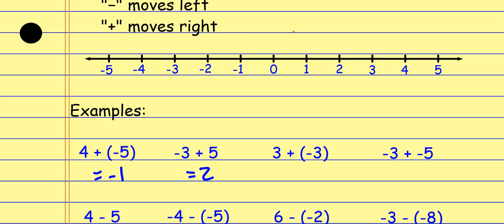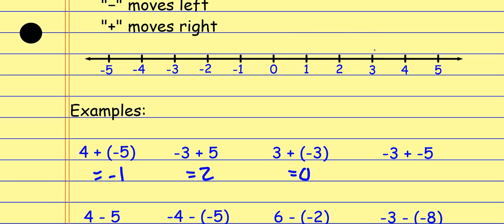If I look at this one, positive 3, so 3 to the right. 1, 2, 3 right here. And now -3 means go to the left 3. Ready? 1, 2, 3. Oh, it drops me off back here at 0. That's how adding positive and negative numbers works, okay?